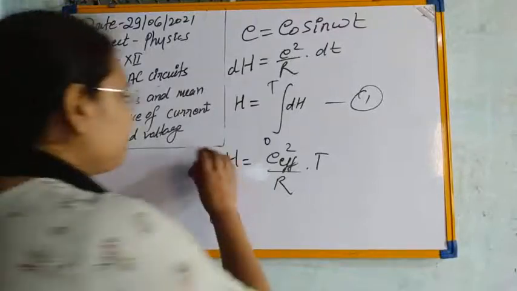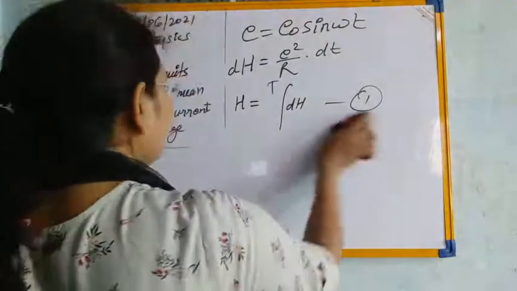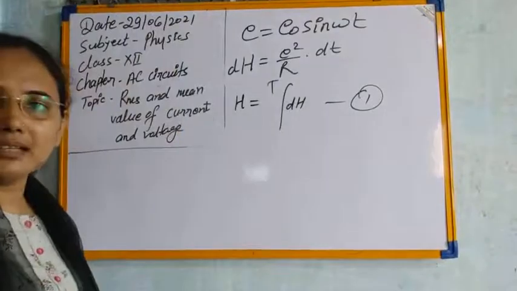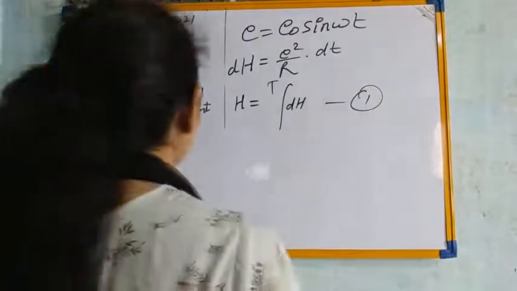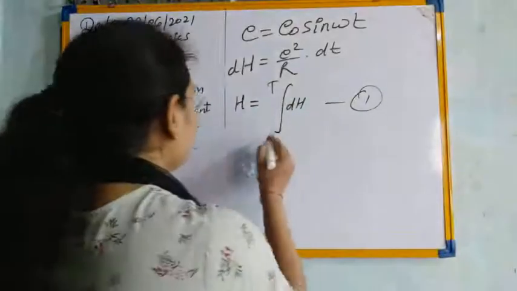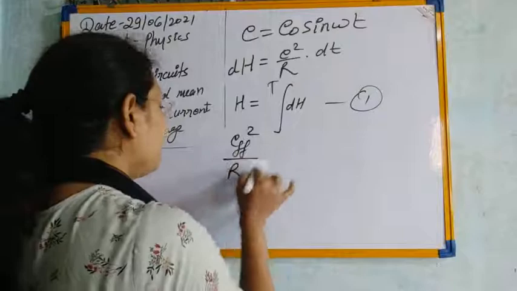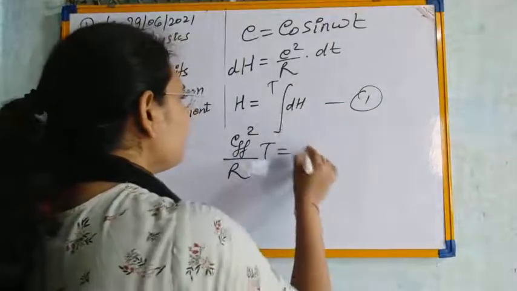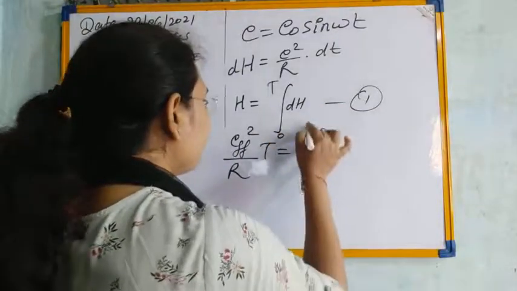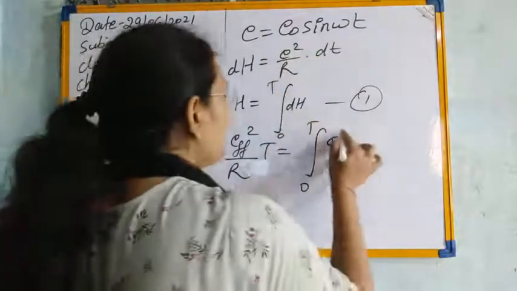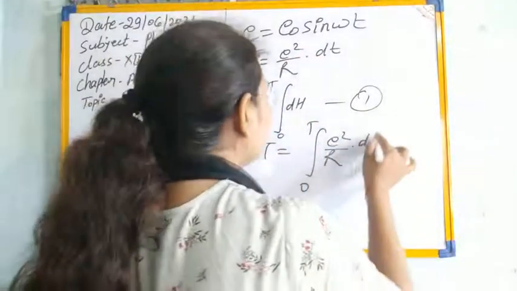So let's equate them, and let's solve them again by the same method that we have adopted before. If we adopt the same method, then this is now equal to E effective square upon R into T. So this is equal to the integral from 0 to T, and this value is E square upon R into dt.